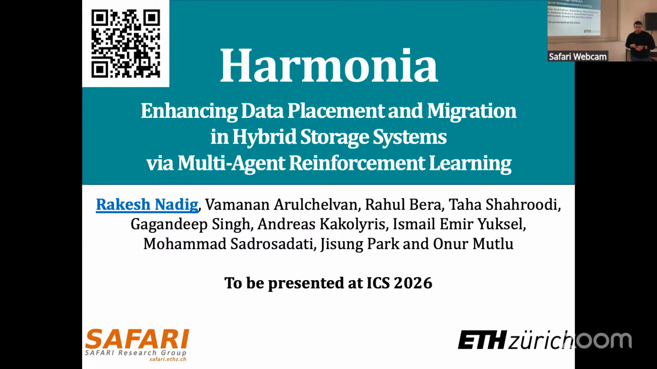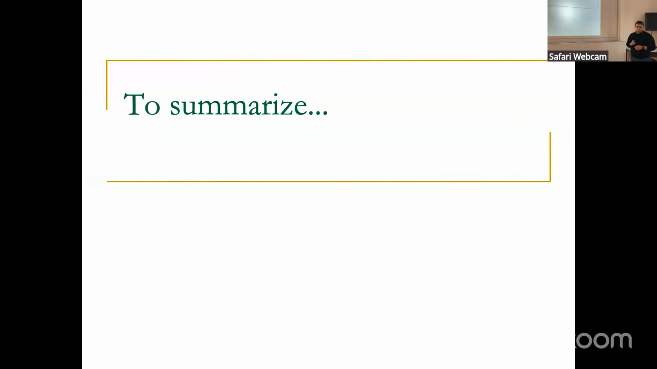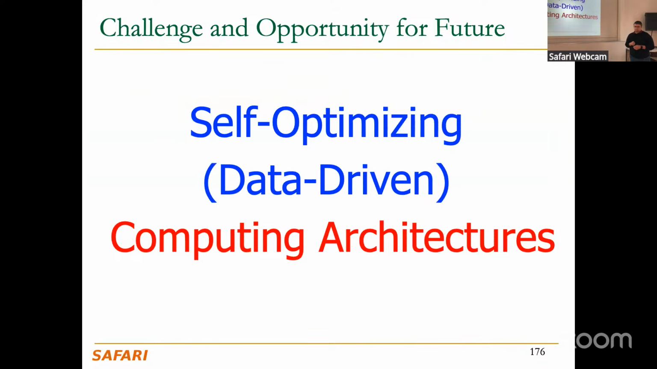Okay. So to summarize, the challenge and opportunity for the future is to basically have more self-optimizing computing architectures. The data that we generate or consume is increasing every day. So we need to have a more self-optimizing architecture which adapts to these changes, or adapts to the data, and then makes wiser and better decisions.